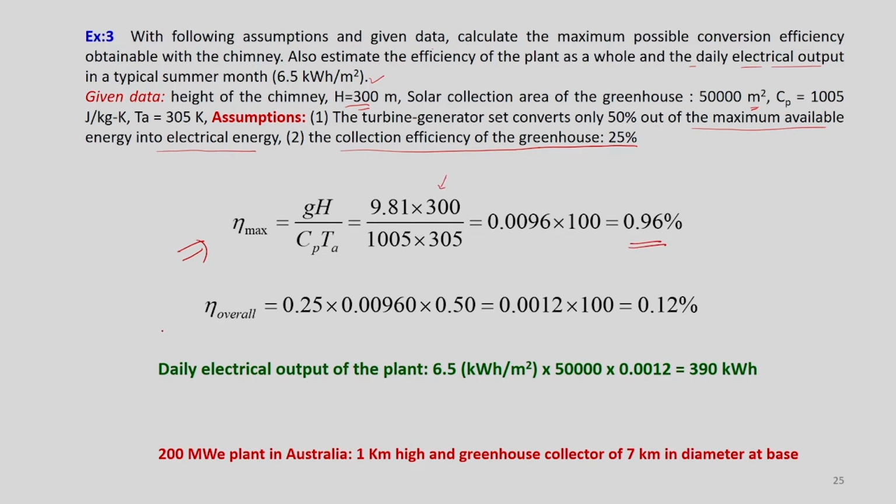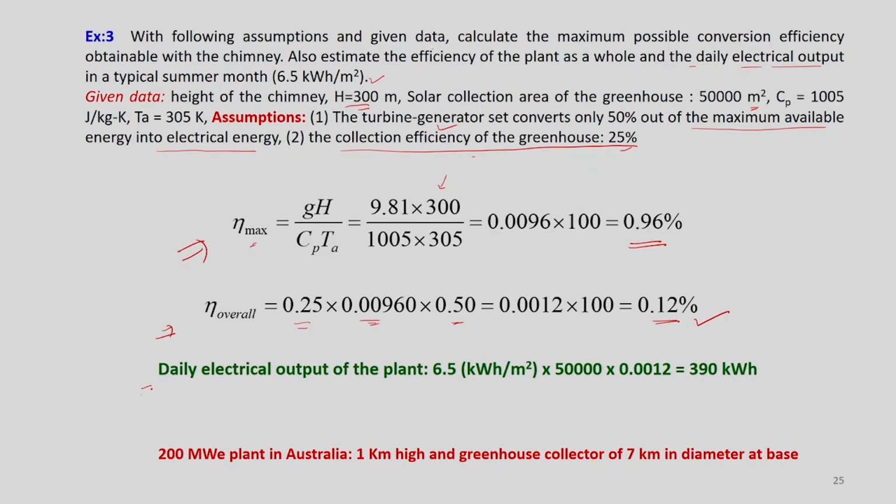And if we are interested in the overall efficiency, which includes the turbine generator and the collector efficiency, that has to be multiplied with what we got here. So, 0.25 is the greenhouse efficiency, and the turbine generator efficiency is 50%, so it will be 0.125, and this maximum efficiency is 0.96. So, we multiply, and finally what we got is about 0.12% efficiency, which is very, very less compared to other solar conversion devices.